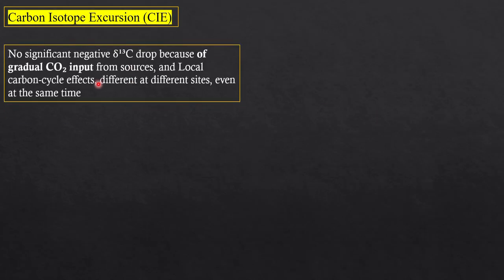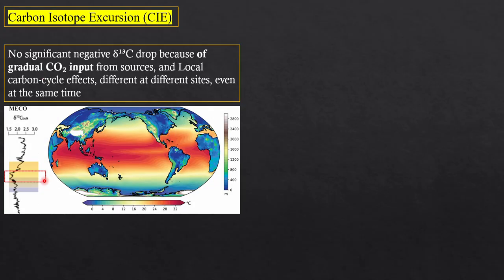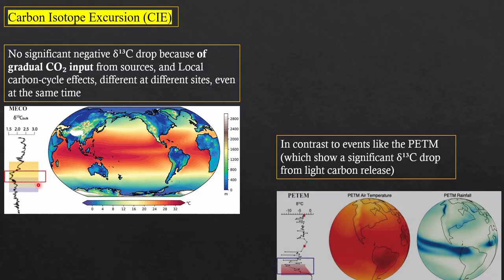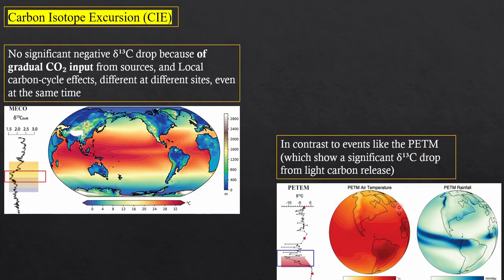So what about the carbon isotope excursion? There is no significant carbon isotope drop because of the gradual CO2 input from the source, or the local carbon cycle effect differs at different sites. It means that in the PETM, the Paleocene Eocene Thermal Maximum, there is a maximum carbon excursion, but here there is only a little bit of carbon excursion because different carbon sources are input in different parts.